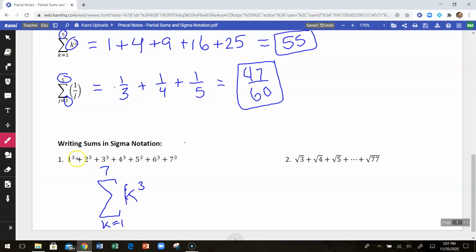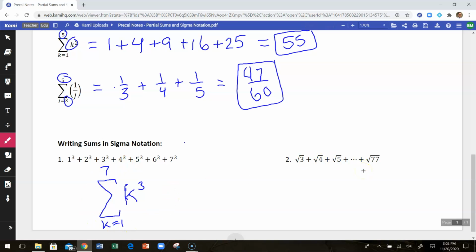But if it were the answers to those, could we come up with the formula, right? So if it was 1 plus 8 plus 27 plus 64 plus 125 and so forth, would you be able to recognize that, hey, I'm just cubing all of those numbers up to 7? Again, important skill to have there, but that's how you write the sigma notation for that.